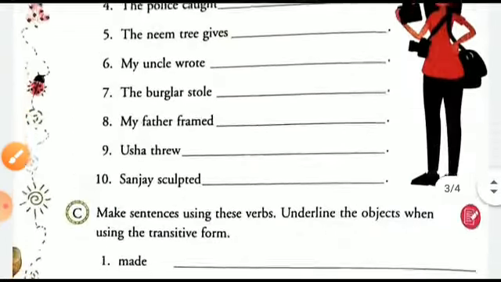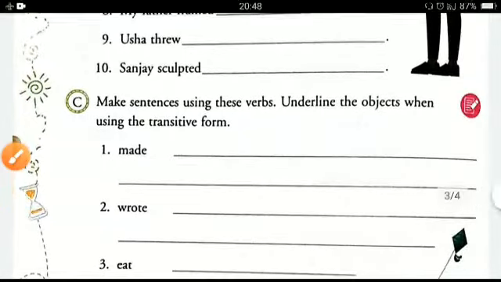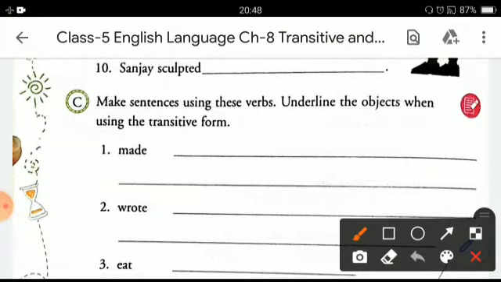Now let's move on to the next one, and that is make sentences using these verbs and underline the objects when using the transitive form. So I'm doing the first one for you all. The word is made. Now you have to make a sentence. Suppose I'm making a sentence, my mother made a card for me, by using the word made.